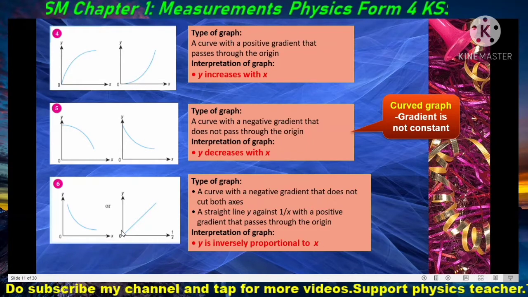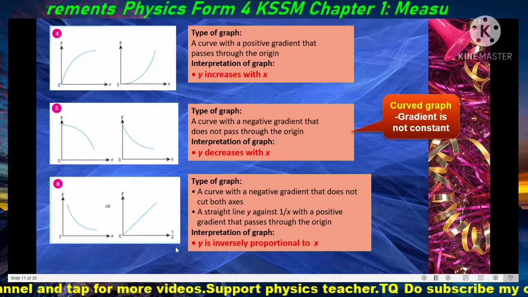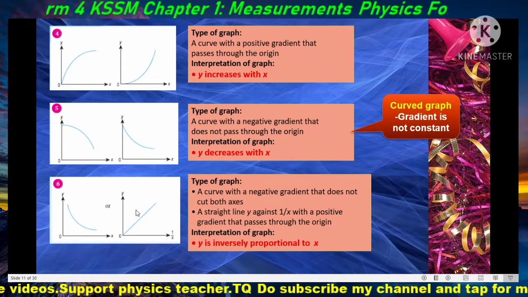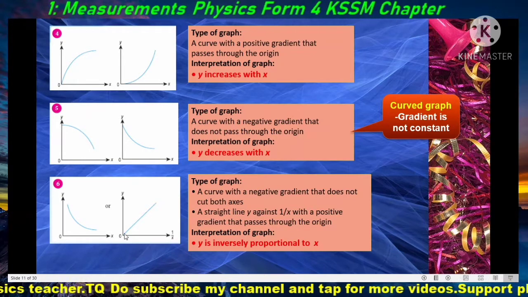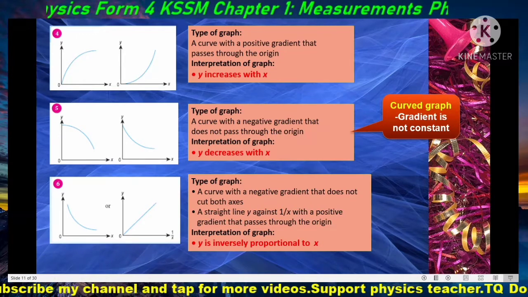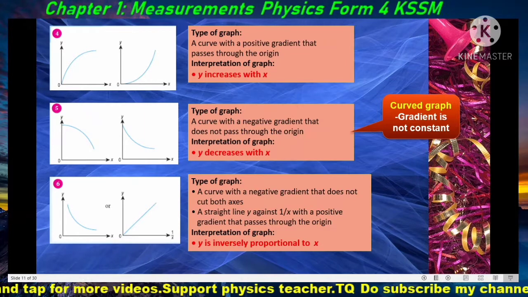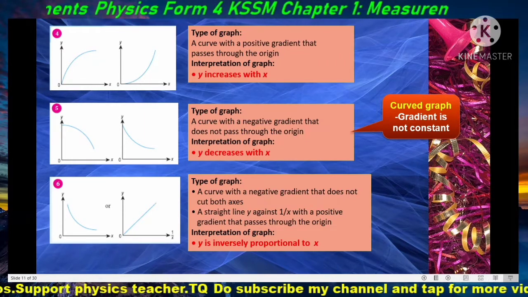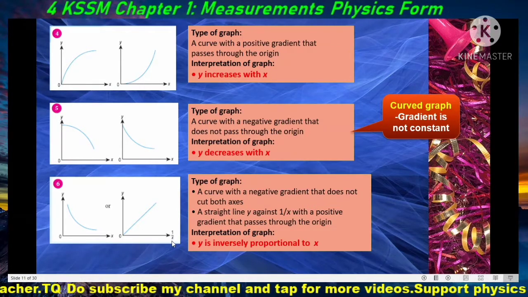Let's say if we change the delta x to become 1 over x, and then we plot a graph again, y against 1 over x, we get a straight line passing through the origin. Thus, we also can state the relationship between y and x as y is directly proportional to 1 over x.